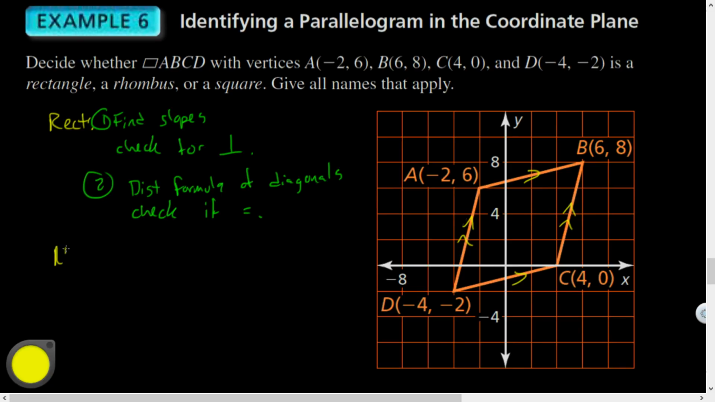How about rhombus? How could I check for rhombusness? We could do 4 distance formulas. Distance formula for sides. What's another way I could do it?